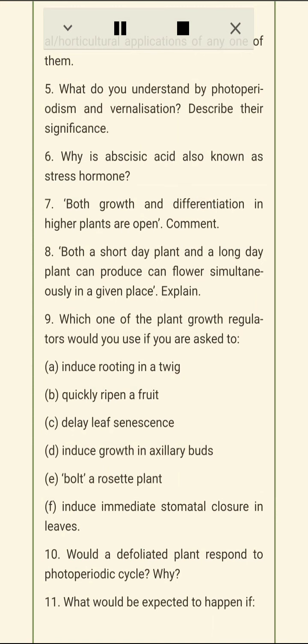B. Dividing cells stop differentiating. C. A rotten fruit gets mixed with unripe fruits. D. You forget to add cytokinin to the culture medium.